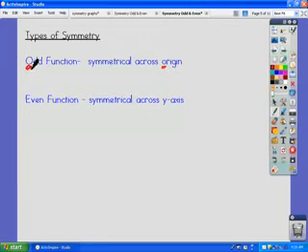Odd starts with an O. There's the idea right there. Okay, so odd functions, they're symmetrical across the origin. Even functions are symmetrical across the y-axis. Okay, so there's just a couple things that we're just going to have to get straight. And how's that going to happen? Just through repetition.